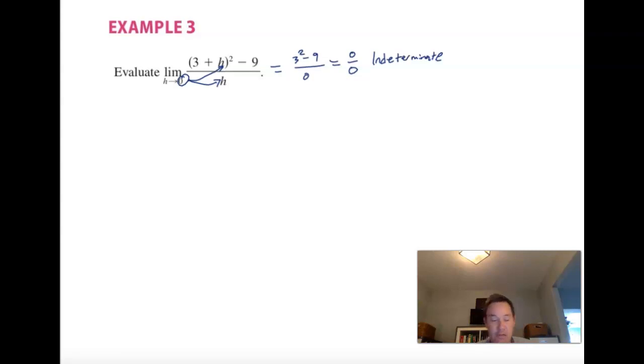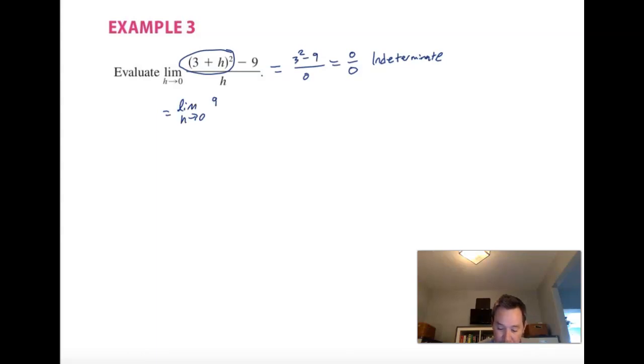So when it's indeterminate, when it's specifically 0 over 0, you may be able to manipulate things algebraically to be able to find a limiting value. You should try that, and if all else fails, you can always use your calculator and use the table to see if a limit exists, like we did in the first example. All right, well, in this case, I can multiply the numerator out and simplify.